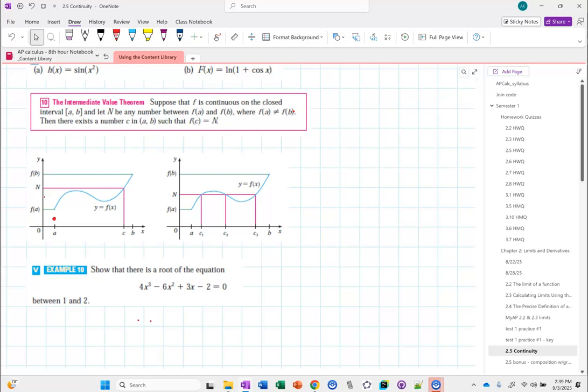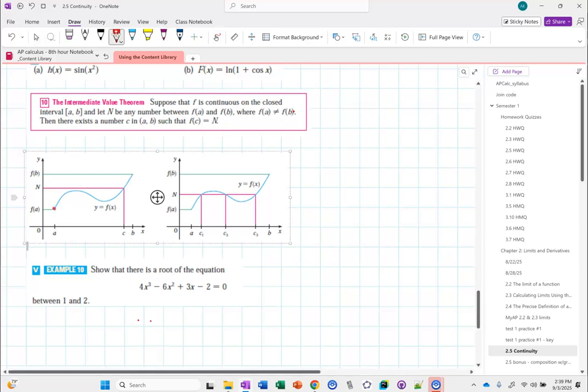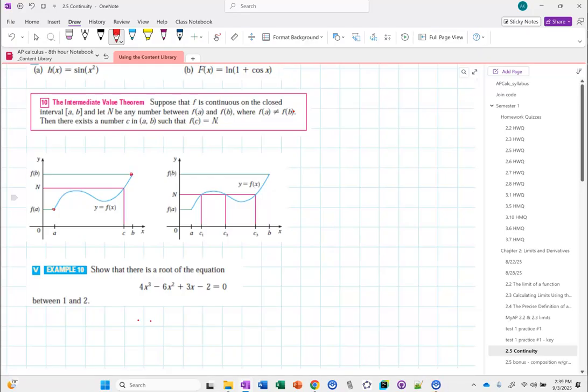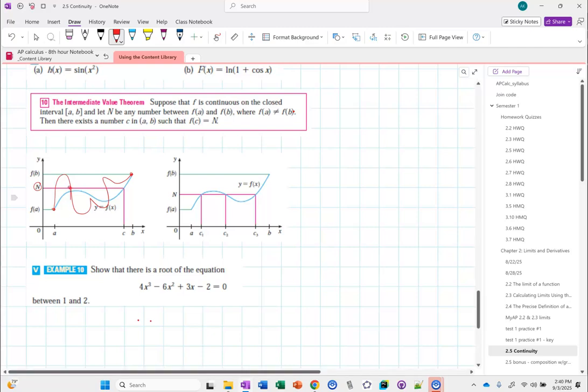So this is the idea. If I have the point a comma f of a, the point b comma f of b, and a y value n that's in between, and my function is continuous, any way I draw that function, I have to cross n at least once. Any place I cross n corresponds to some c. That's what it's telling you, that there's a c.